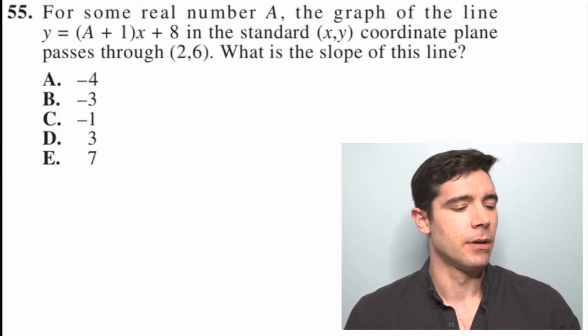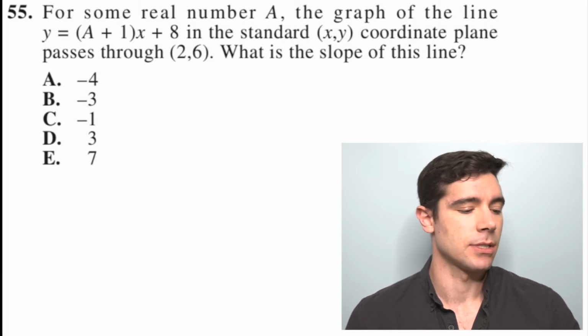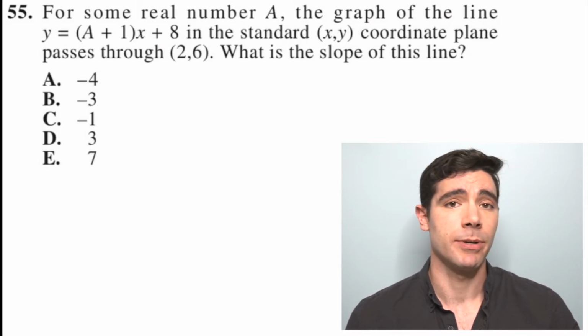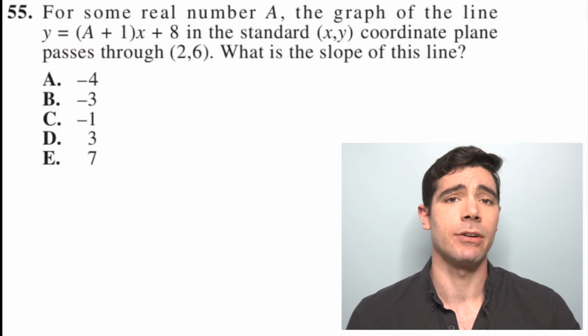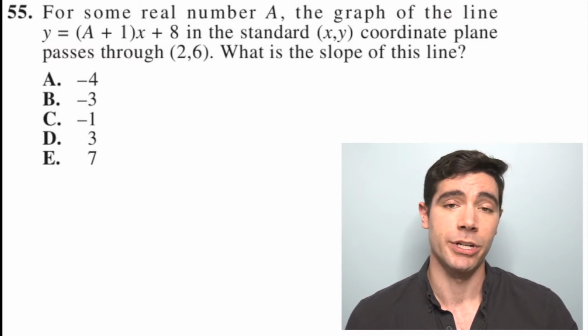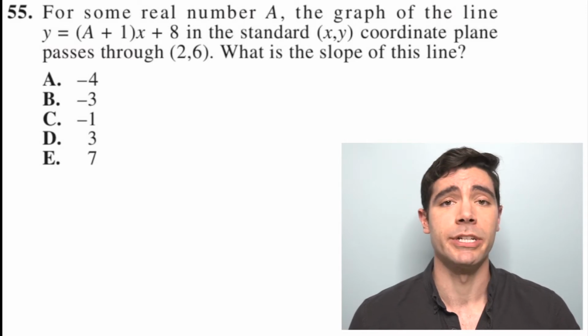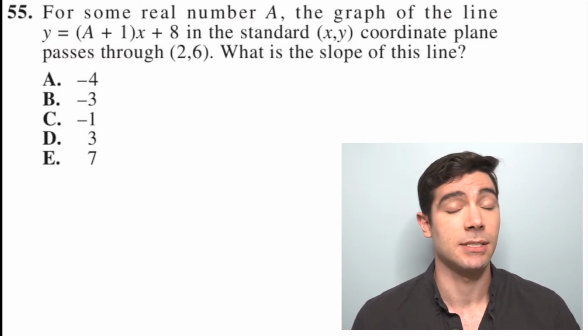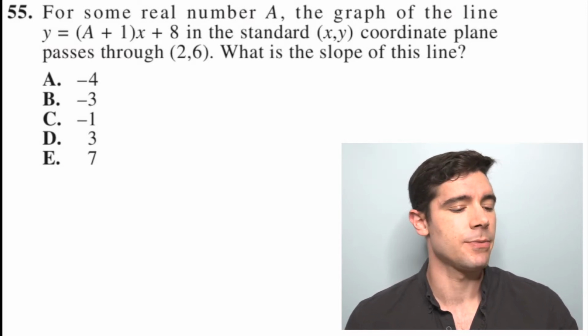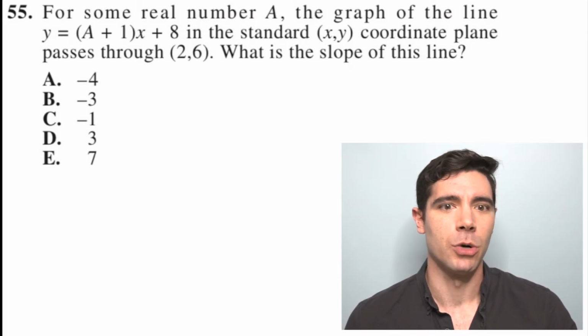It reads: for some real number a, the graph of the line y equals (a plus 1)x plus 8 in the standard xy coordinate plane passes through (2, 6). What is the slope of this line? Good thing we're dealing with the standard xy coordinate plane. That is my favorite coordinate plane, as you may know. But they seem to be throwing a lot of unknowns at us, right?